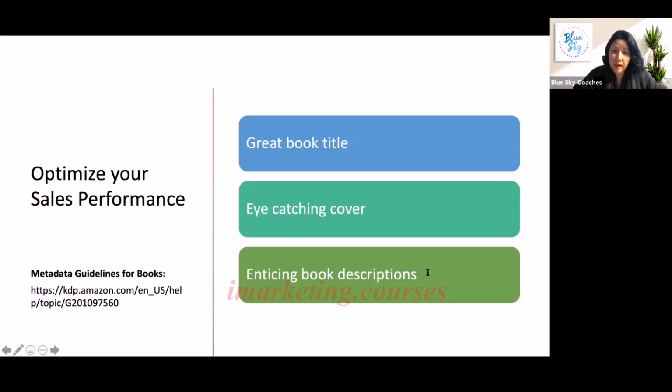There's a link here to KDP's metadata guidelines, and you can have a read and see what KDP's guidelines are to create your book page. Metadata is just a fancy word to say all the information that is showing on your book. So your title, your author's name, your book description, and if you're using an ISBN, all that information is the metadata.